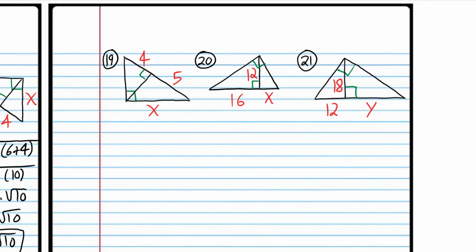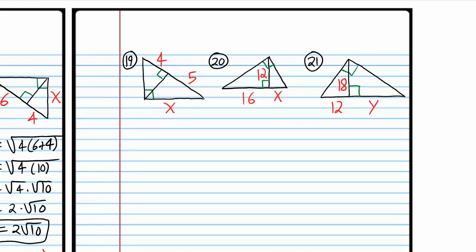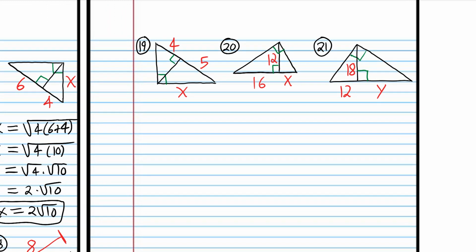Okay, go ahead and try number 19. But for 19, be aware that you're not given the hypotenuse. You actually have to find the hypotenuse. But that's pretty easy because you just add these two numbers together to find the hypotenuse. So try number 19, and when you come back, we'll do it together.